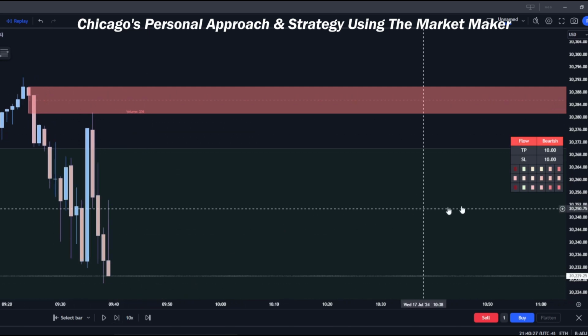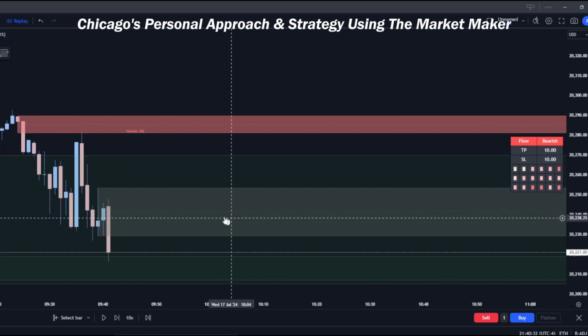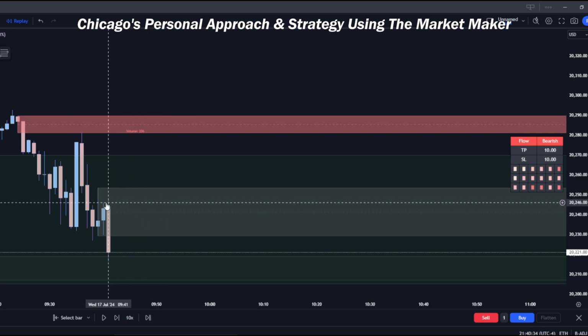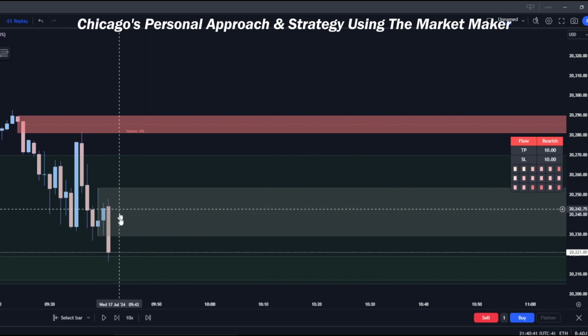Moving on. We continue forward. This is also something I wanted to cover. These zones that you see right here are areas that are in progress of being formed. So they're not confirmed yet.